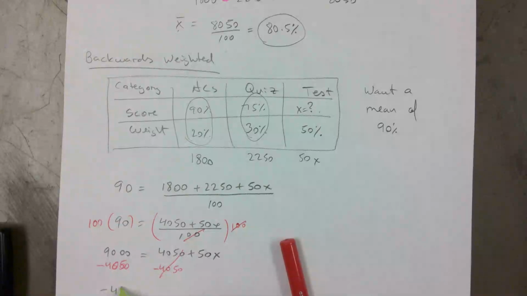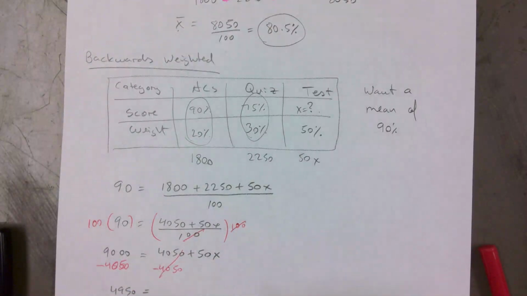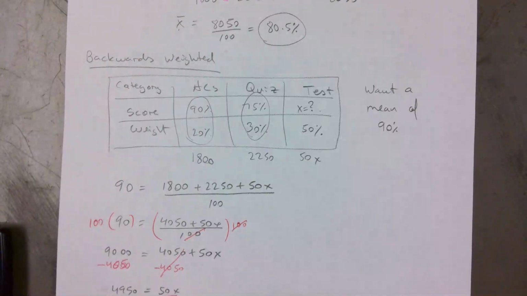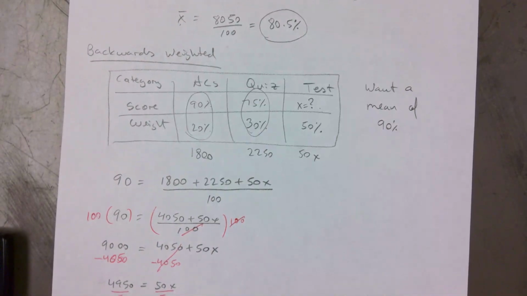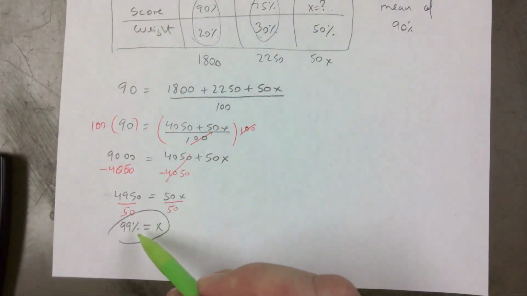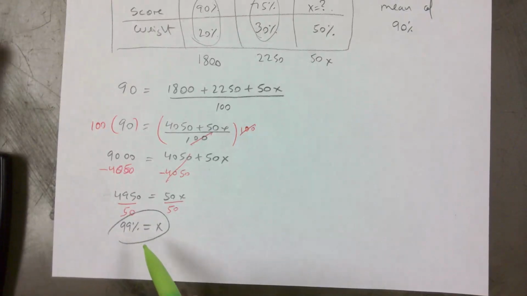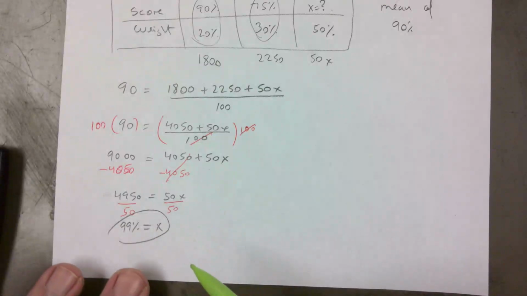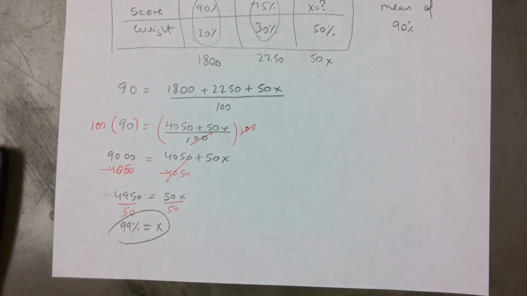So you end up with negative 4950 on this. Sorry, not negative, just 4950. And on this side, you end up with 50x. Now we divide both sides by 50, and you get 99%. So that's what you need to get on your test. There you go. You need 99%. So it is possible because it's still less than 100 that you need. So even 100 would still be possible. So that's a weighted mean there.